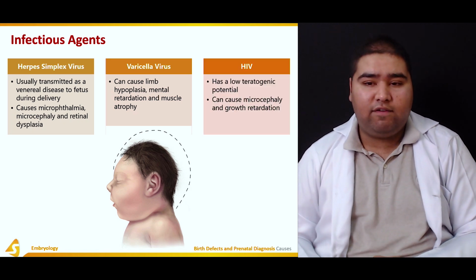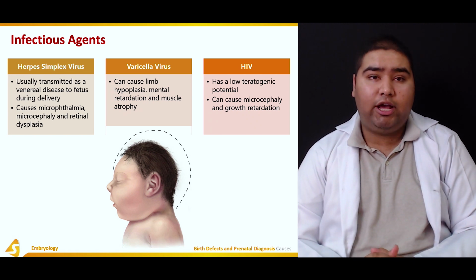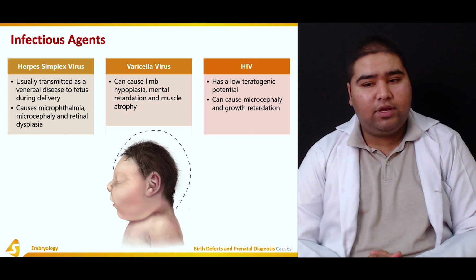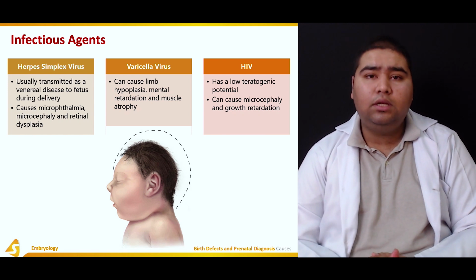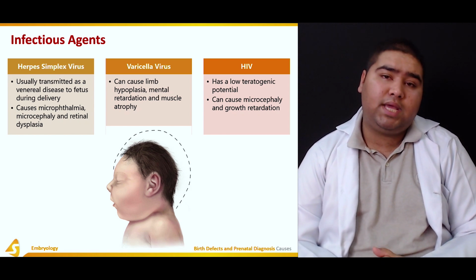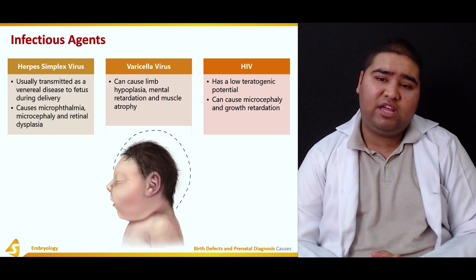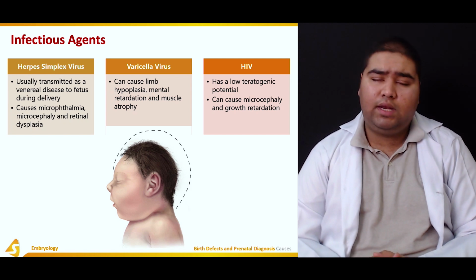So, HIV. HIV has a low teratogenic potential. However, it can cause microcephaly. I've already explained microcephaly and growth retardation. There may be stunting of growth as a result of HIV. And microcephaly can also be seen.